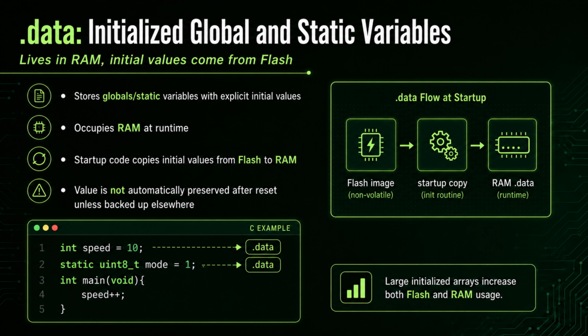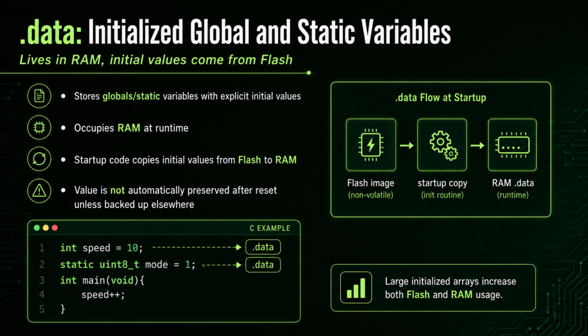Then during startup, before main runs, the startup code copies that initial value from flash into the .data section in RAM. This means .data can consume both flash and RAM. Flash stores the initial image, and RAM stores the runtime variable. Static variables with initial values also go into .data. For example, static uint8_t mode = 1 also needs to be initialized before the program starts.